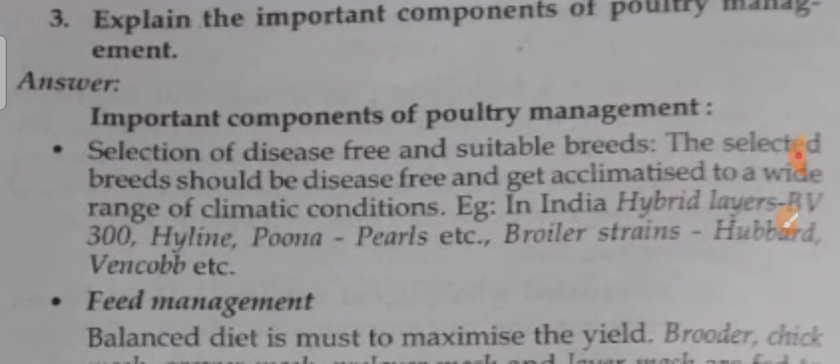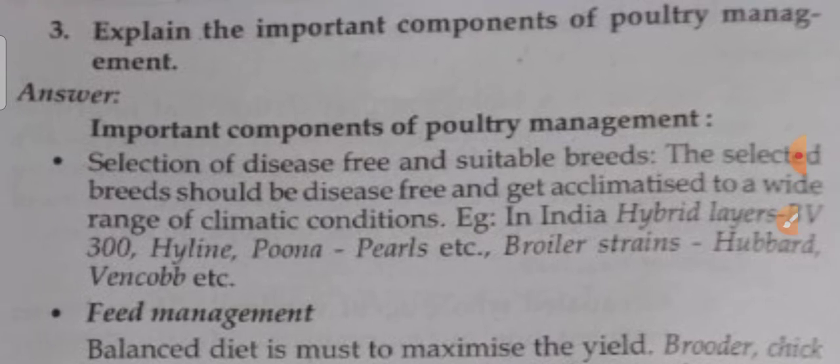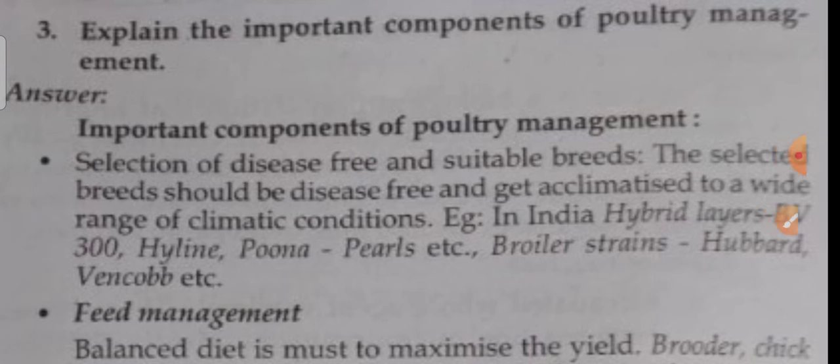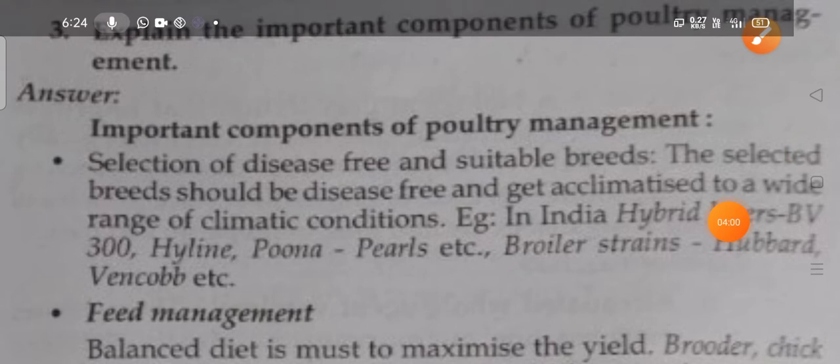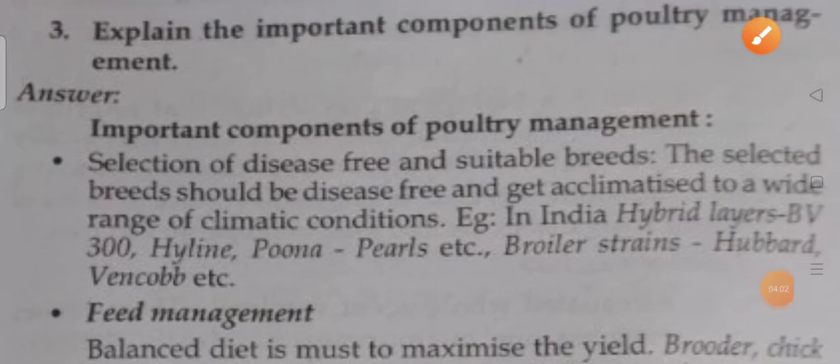Explain the important components of poultry management. Selection of disease-free and suitable breeds: the selected breed should be free from disease and adaptable to a wide range of climatic conditions. In India, hybrid layers such as BV 300, Highland, Purna, and broiler strains such as Hubbard, Venkob, etc.